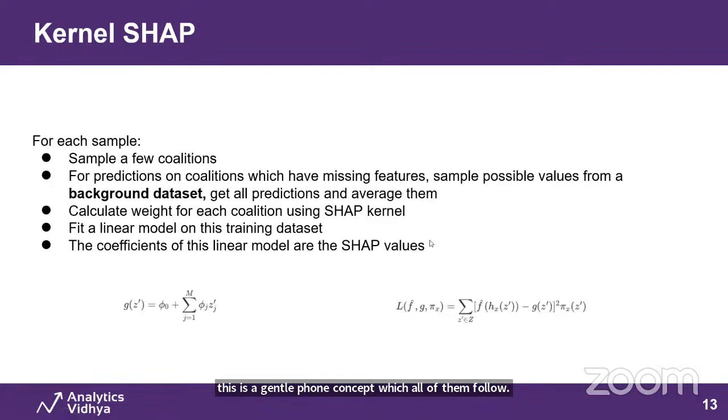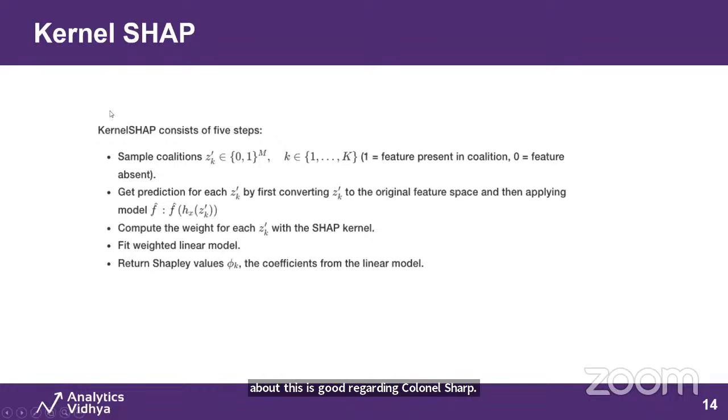Yeah, this might be a little in depth, but having some understanding about this is good regarding kernel SHAP. So this slide I just added, this is actually the algorithm as given in the documentation itself. It's kind of what I covered in the last slide, but in more mathematical form.